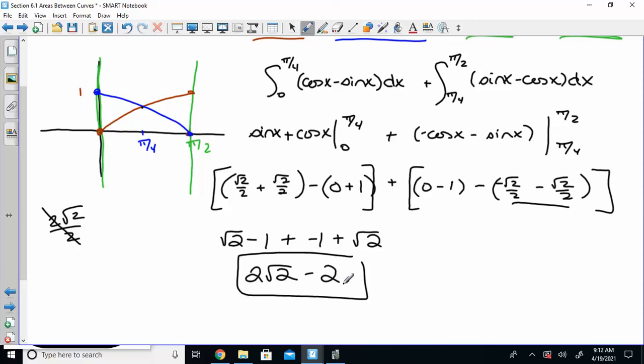I know these two have been significantly uglier than the problems we did on Friday. Are there any questions about that?